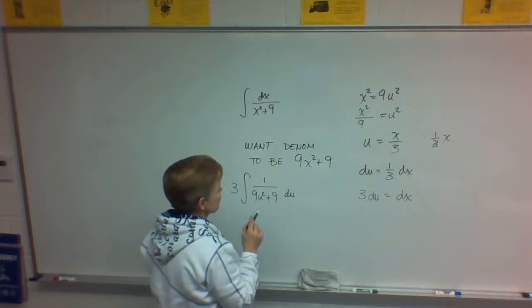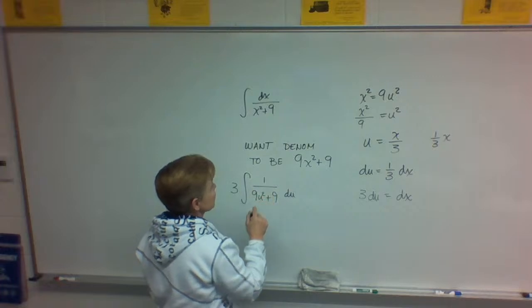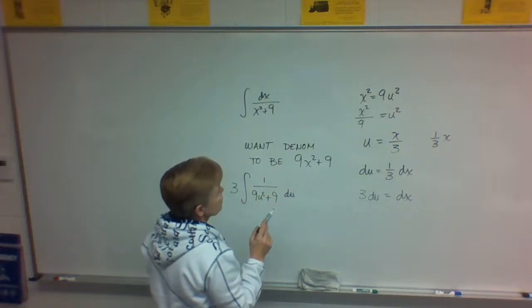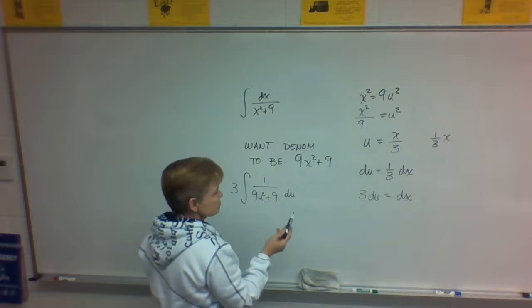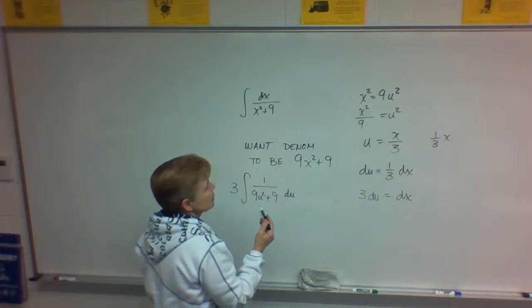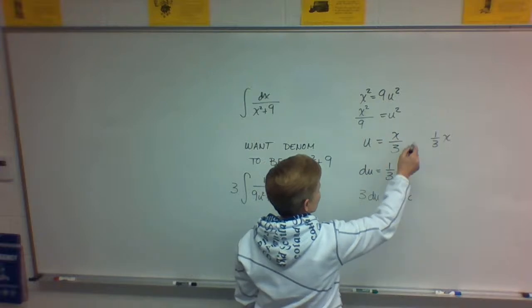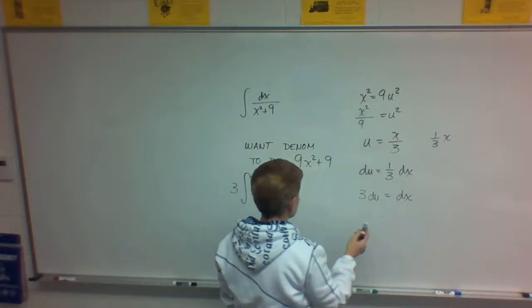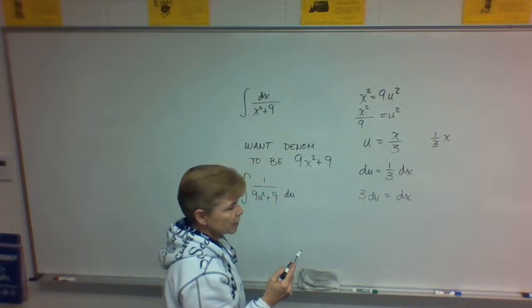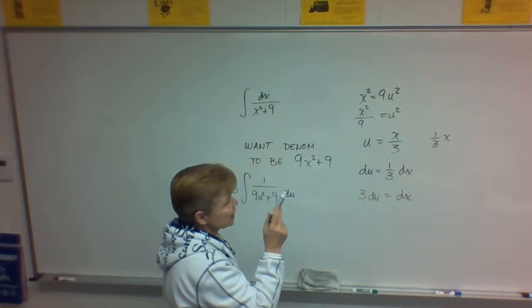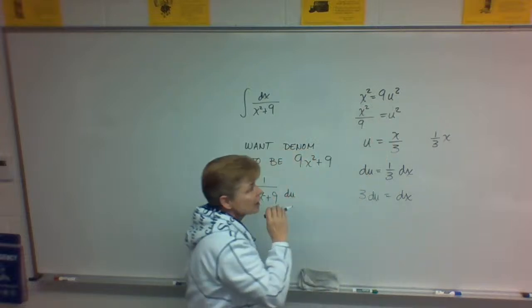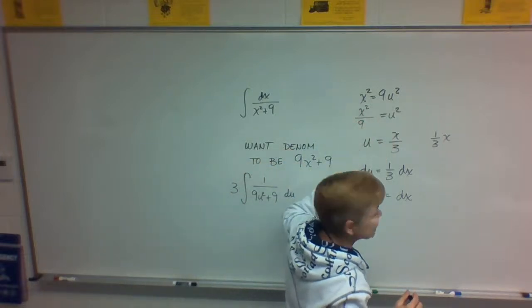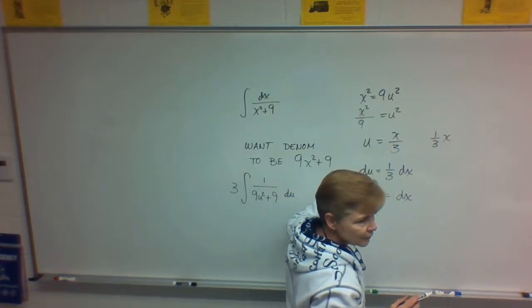Let's make sure we've got this thing down. X squared got replaced with 9u squared, which is our first substitution up here, so that this could happen. And then we got our du correct. The reason we had to follow through and solve for u is so that we could get the correct du. That's why. You see what I mean?